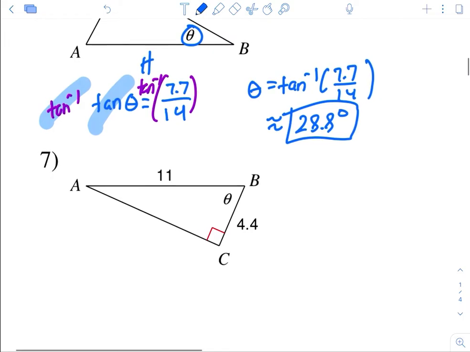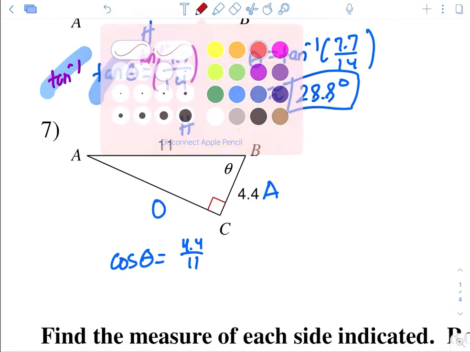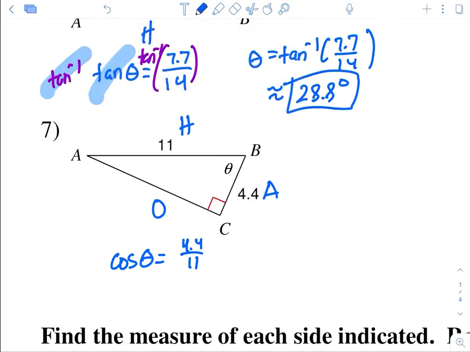Seven. So in the perspective of this angle, opposite, hypotenuse, adjacent. So A and H, so that's cosine. So cosine theta is equal to 4.4 over 11. So I'm going to skip a step, okay? In your head, take cosine inverse to both sides. So you should have this, which is roughly, put that in your calculator, cosine inverse of 4.4 divided by 11, 66.4 degrees.